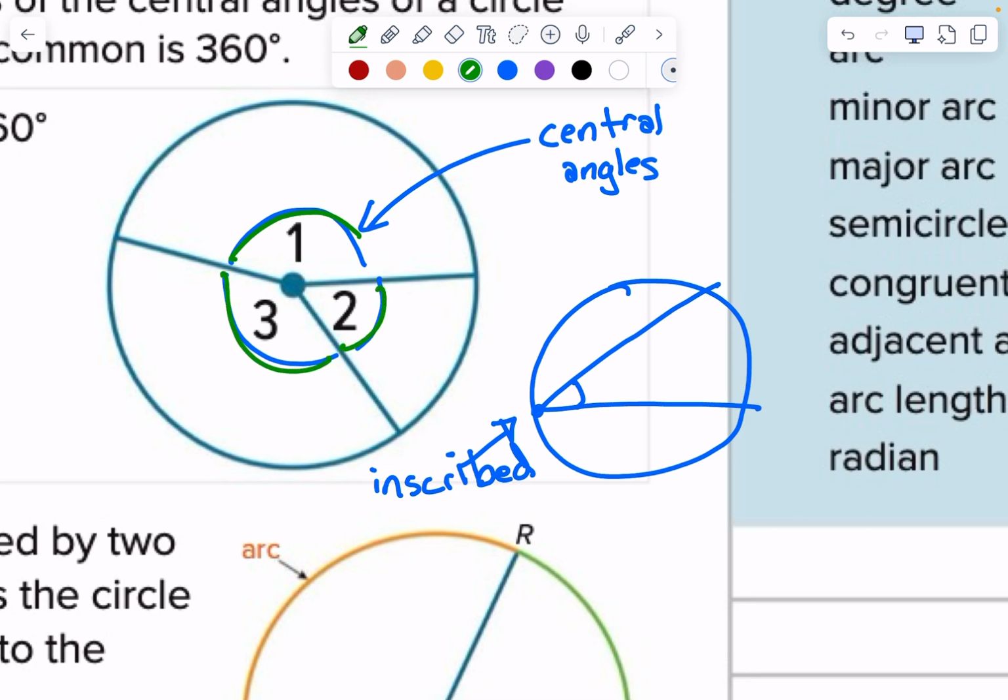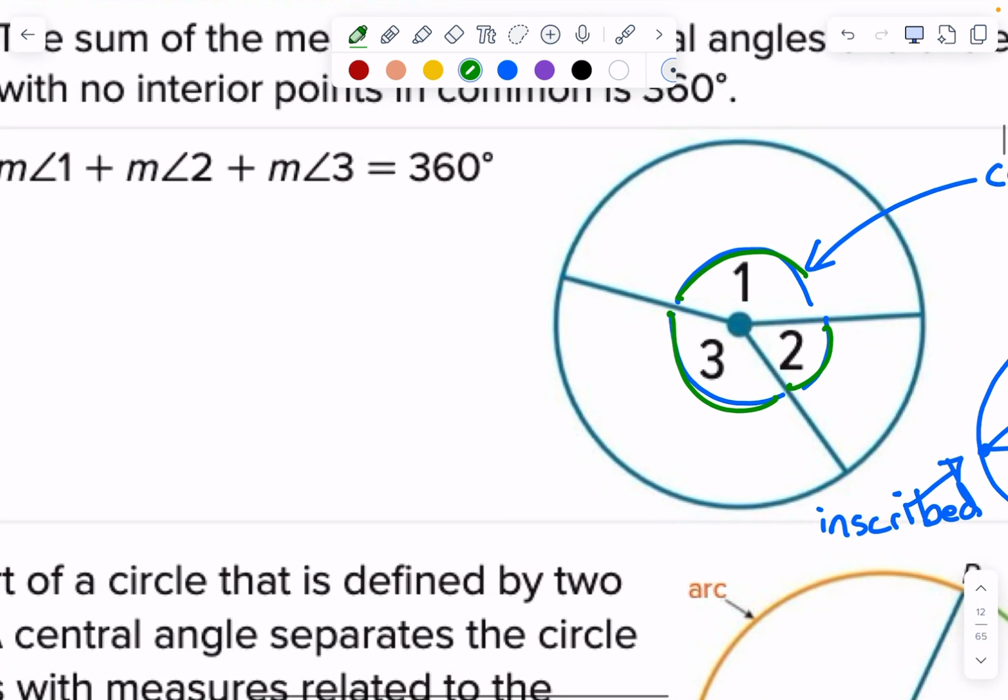Those 3 should add up to be how much? 360 is a full circle. So 1 plus 2 plus 3 equals 360. That's what they say right here. So if I know 2 of them, I can find the third one.